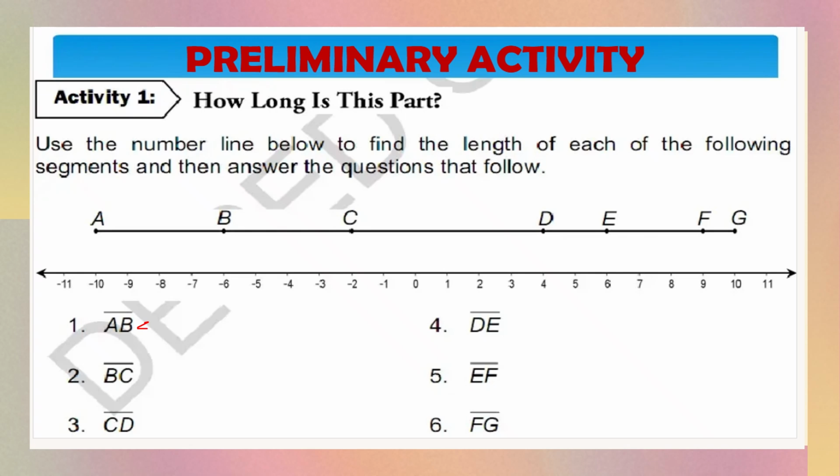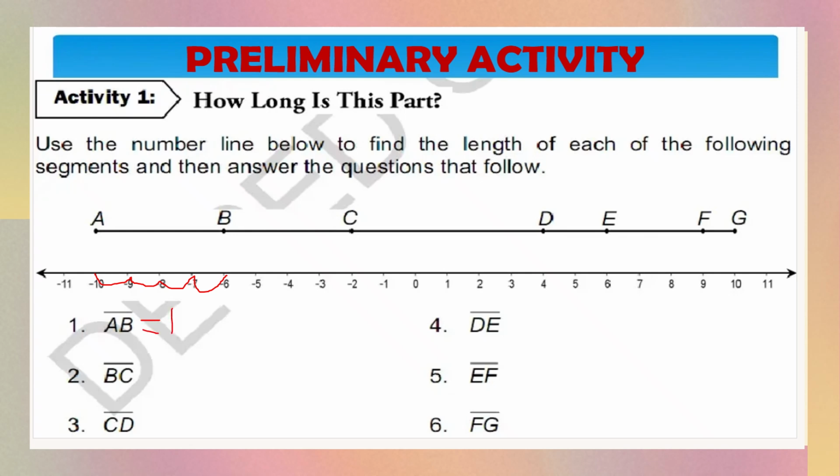You can just count from A to B. We have 1, 2, 3, 4. Okay, so just by moving the distance, you can have four. But the most important thing is you know how to use the formula. Okay, so we are going to use the formula.